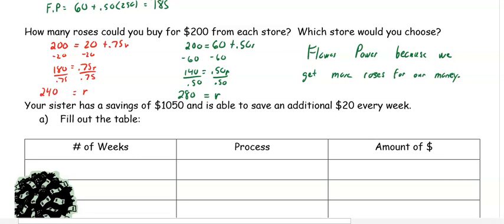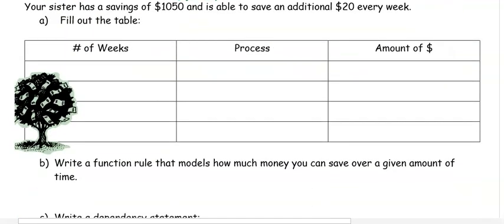Now let's look at a different situation. So your sister has a savings account of $1,050 and is able to save an additional $20 per week. So let's figure out our number of weeks. Let's start at 0 weeks, 1 week, 2 weeks, and 3 weeks.